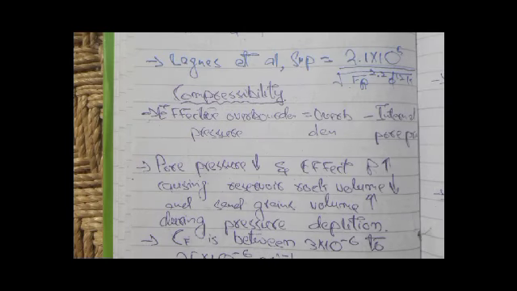Hello everyone, now we will be discussing the compressibility of the rock. Compressibility of the rock is the compression in the volume of the rock due to the overburden pressure. The overburden pressure is said to increase by 1 psi per foot in normal conditions, while the pore pressure, which is the pressure reaching the fluids in the pore, is said to increase by 0.5 psi per foot.